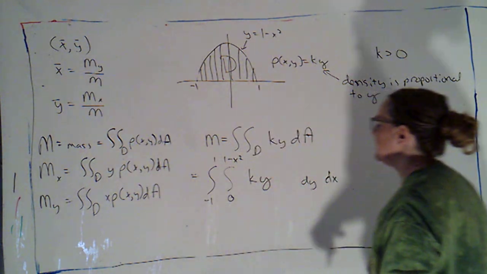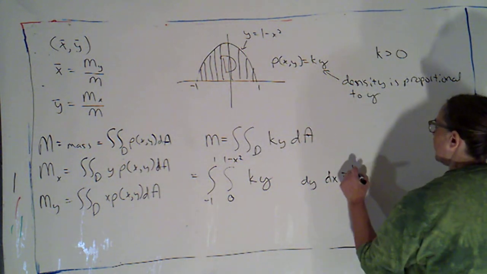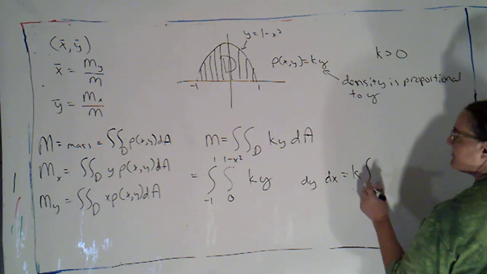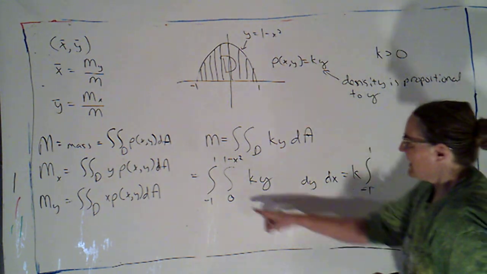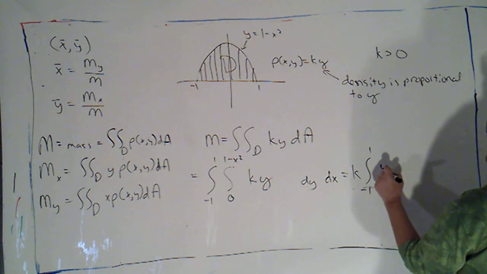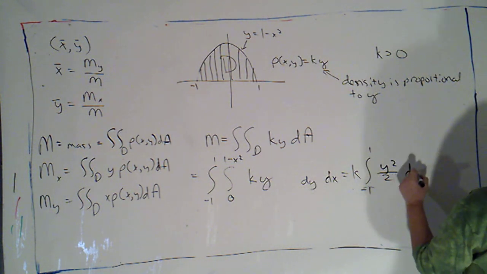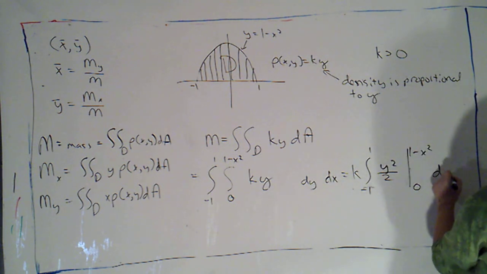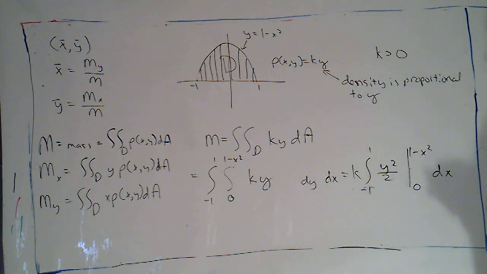But let's keep it in there. It can just hang out. Okay. So then we're integrating from -1 to 1. And let's see. Antiderivative of y with respect to y is going to be y squared over 2. And that's evaluated between 1 minus x squared and 0. And then we still have to integrate that with respect to x.